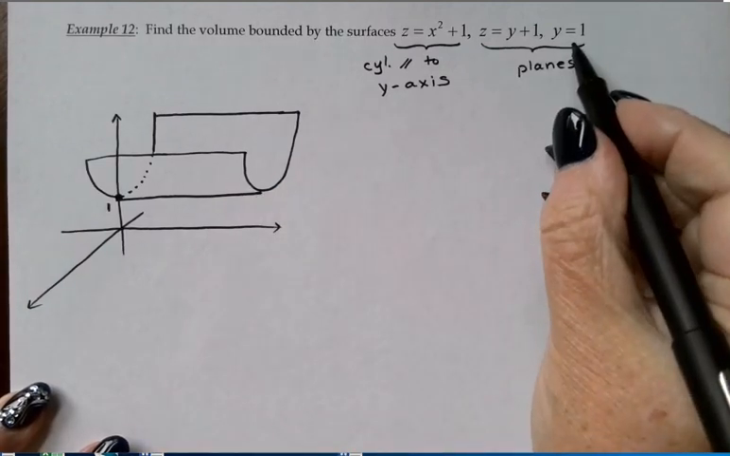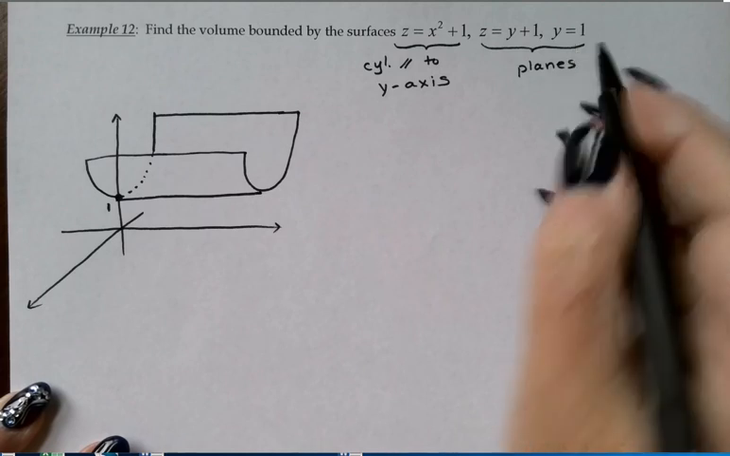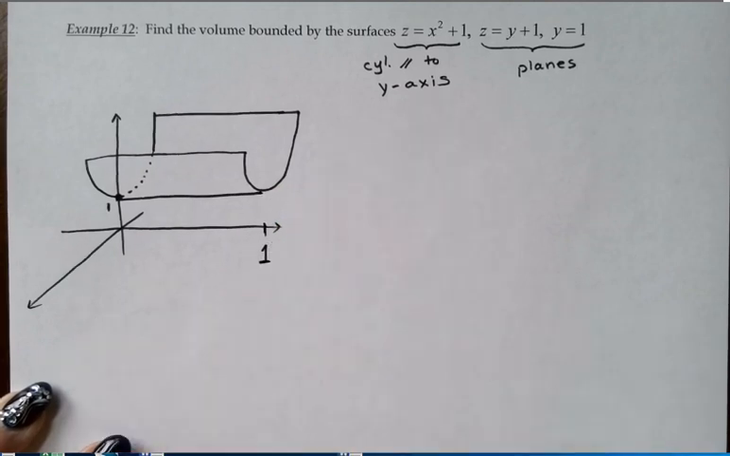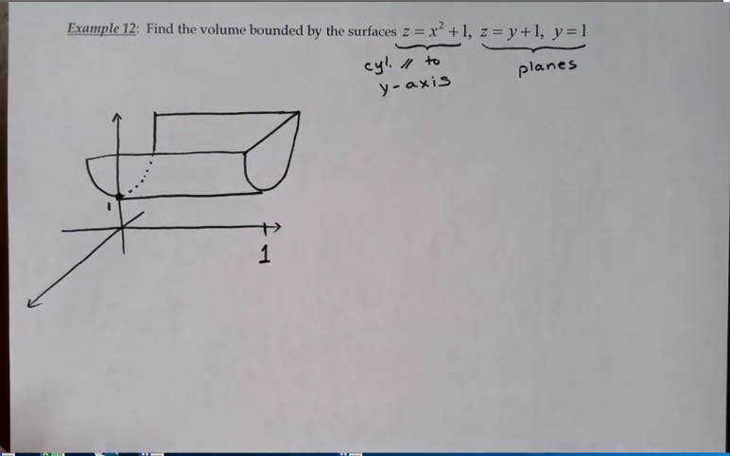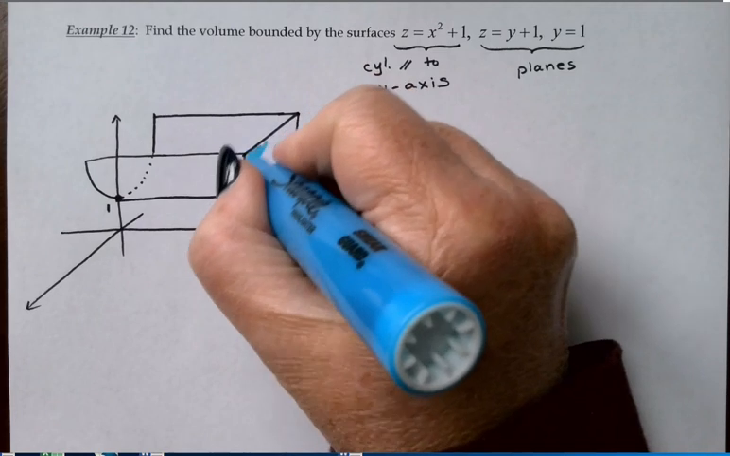The plane y equals 1 is just a vertical plane parallel to the xz plane. And just to make my life easy, I'm going to assume that I magically stopped here at y equals 1. And that kind of cuts off the end here. So it puts an end cap, if you will, on my shape.